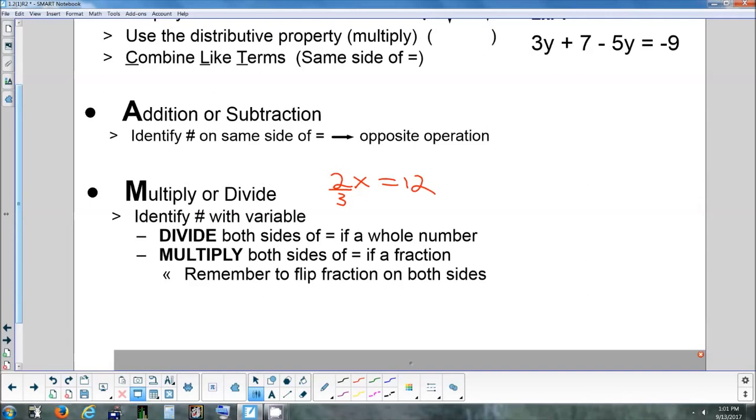You could still get that. You'd still do the same thing. Flip it, multiply on one side, multiply on the other side. That way you flipped.